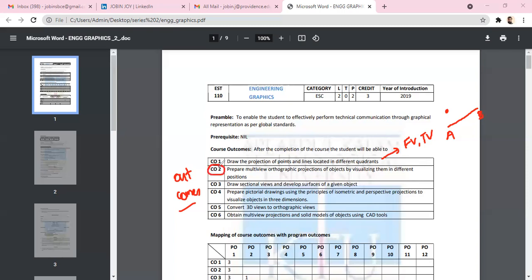Then outcome number 2: prepare multi-view orthographic projections. Multi-view means front view, top view, side view, etc. You have to prepare multi-view orthographic projections of different types of objects by visualizing them in different positions.